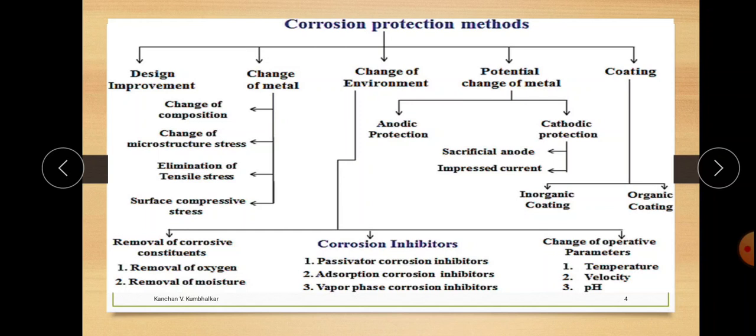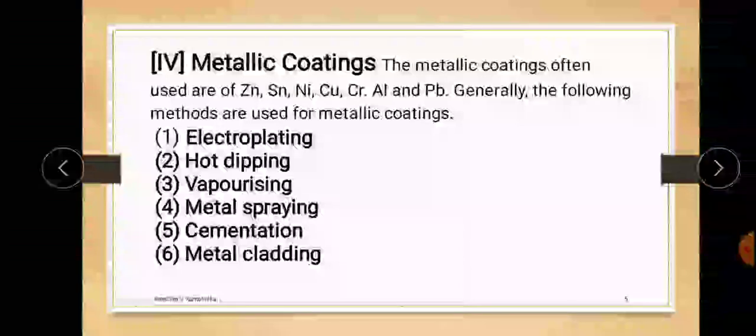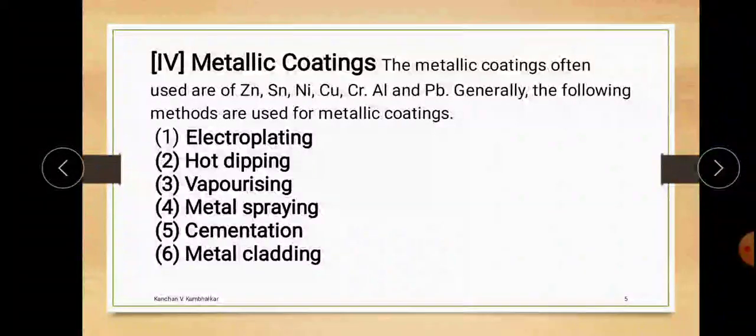So, let's move toward the corrosion protection method, that is the coating method. The first coating method is the metallic coating. The metallic coatings are mostly applied on iron and steel because they are the cheap and most commonly used construction material and are also the most susceptible to corrosion. The metallic coatings often used are of zinc, tin, nickel, copper, chromium, aluminium and lead.